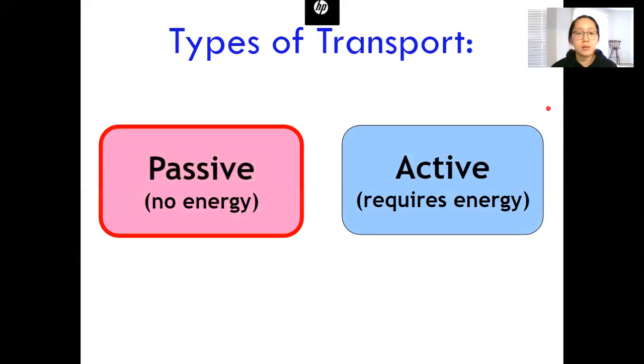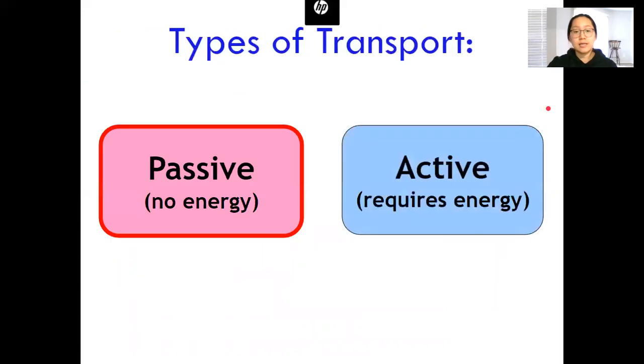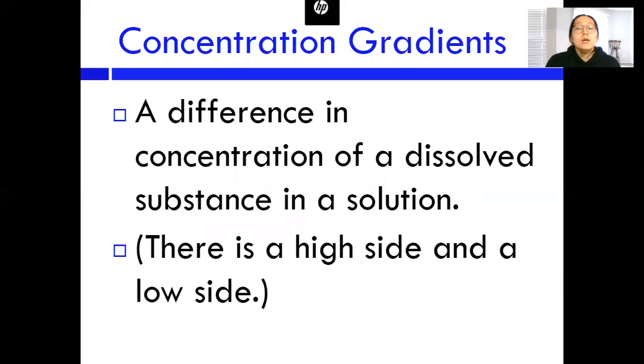And the first one we're going to talk about is passive transport. So passive transport, as you can see, is transport that requires no energy. So we're not going to be using up any energy. It just happens naturally on its own. You don't have to do anything, and it just happens. So we always are going to move along a concentration gradient in passive transport.